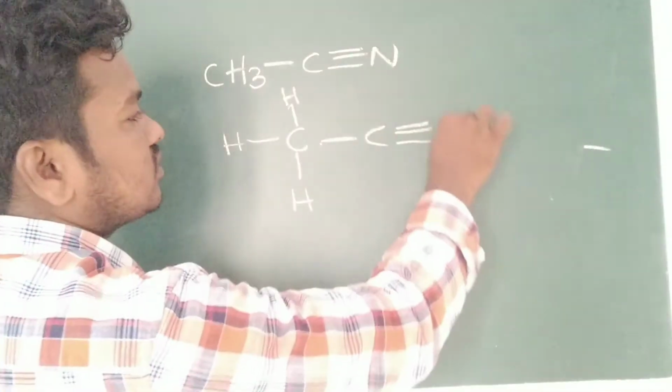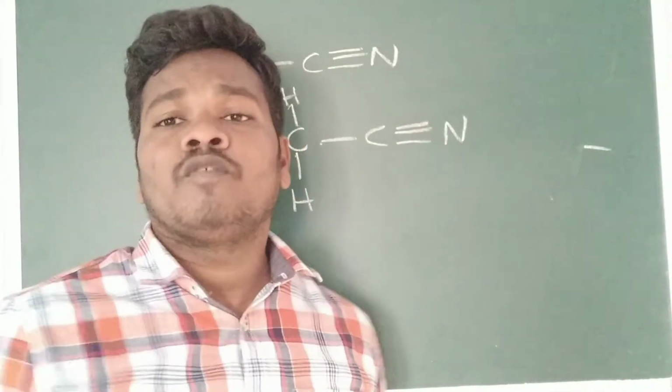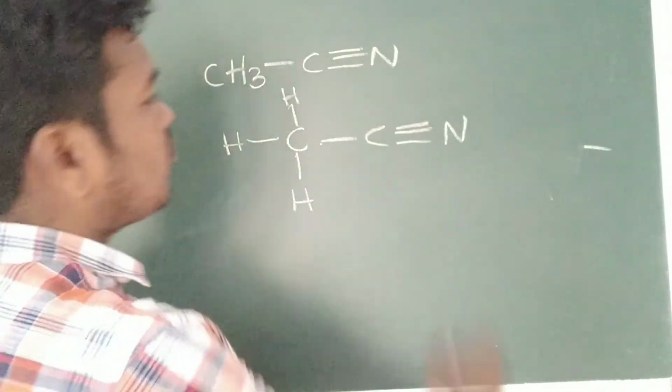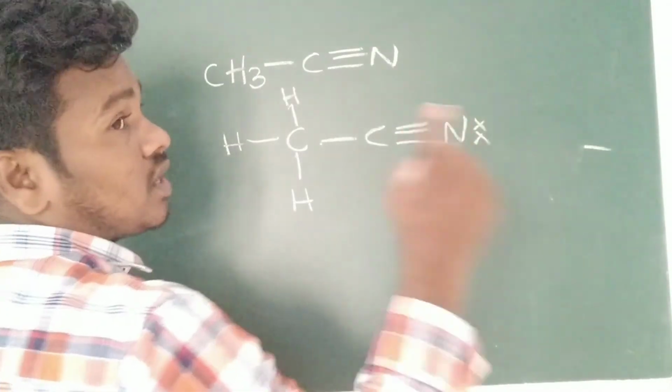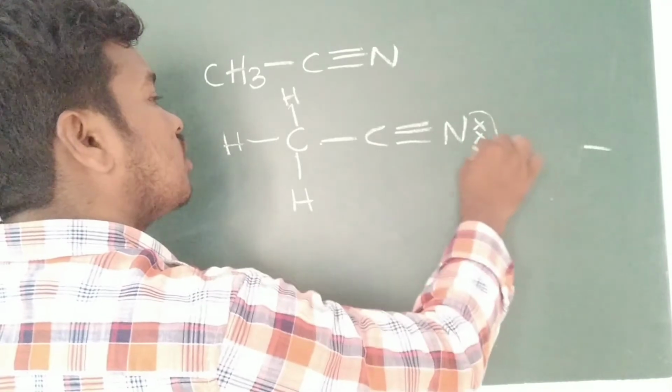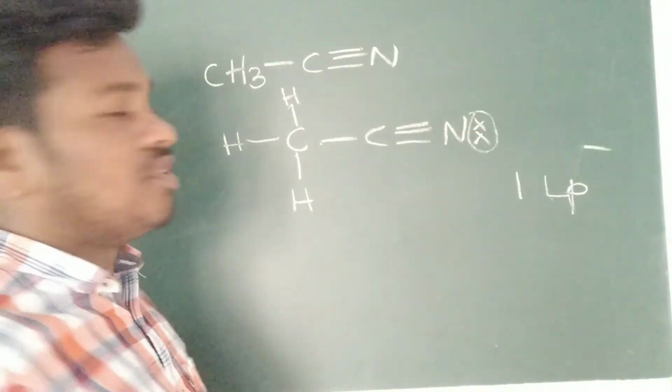We know the valency of nitrogen is 5. Out of 5, 3 participate in the bond. So how many electrons will be left? 2 electrons will be left, and 2 electrons means 1 lone pair. So there is 1 lone pair in the given molecule.